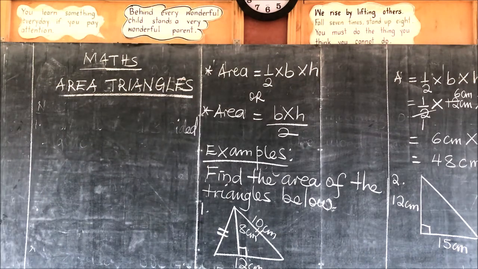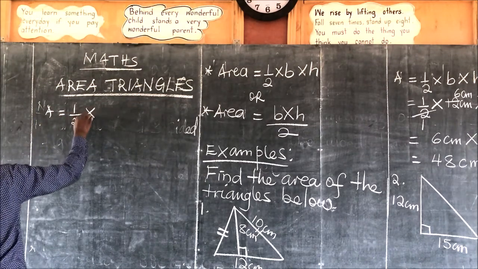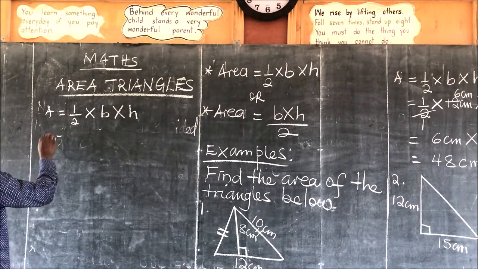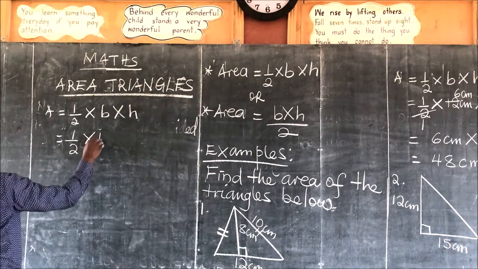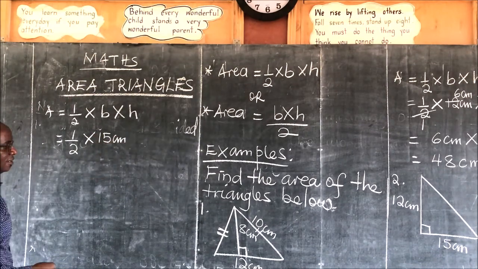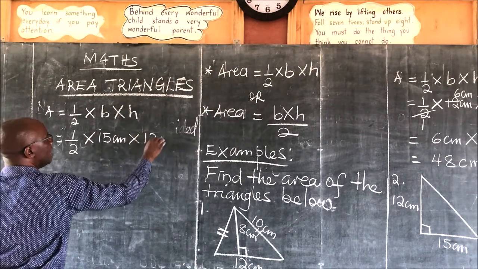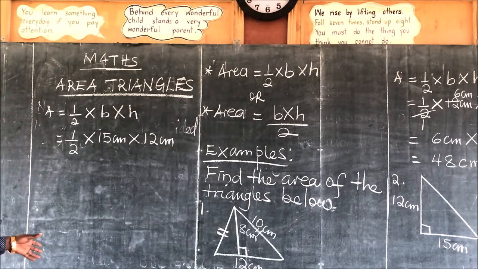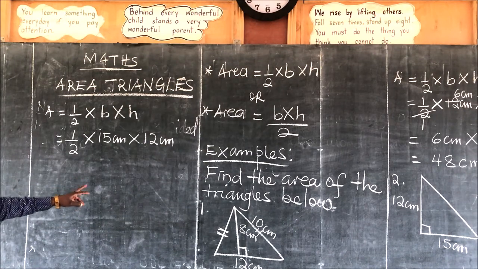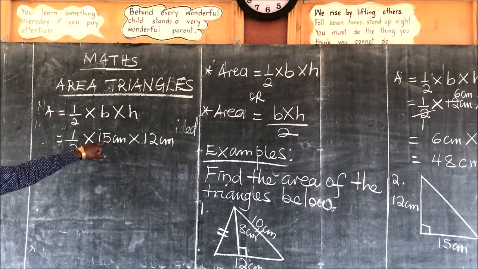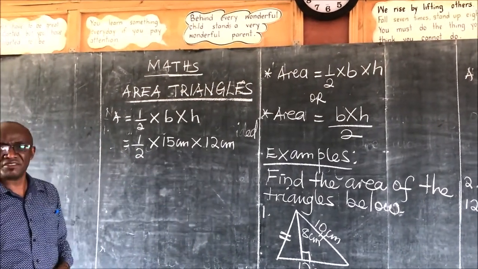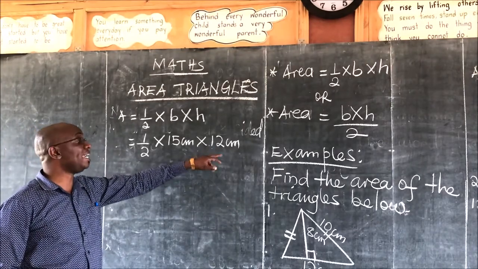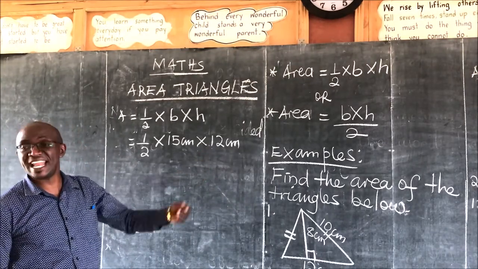So now area is equal to a half times the base times the height, which is a half times the base, which is 15 centimeters, times the height, which is 12 centimeters. So now we are going to reduce. You realize that 15 is not divisible by 2. Any number divisible by 2 must be an even number. 15 is not even. So we go to the height. The height is divisible by 2 because it is an even number.